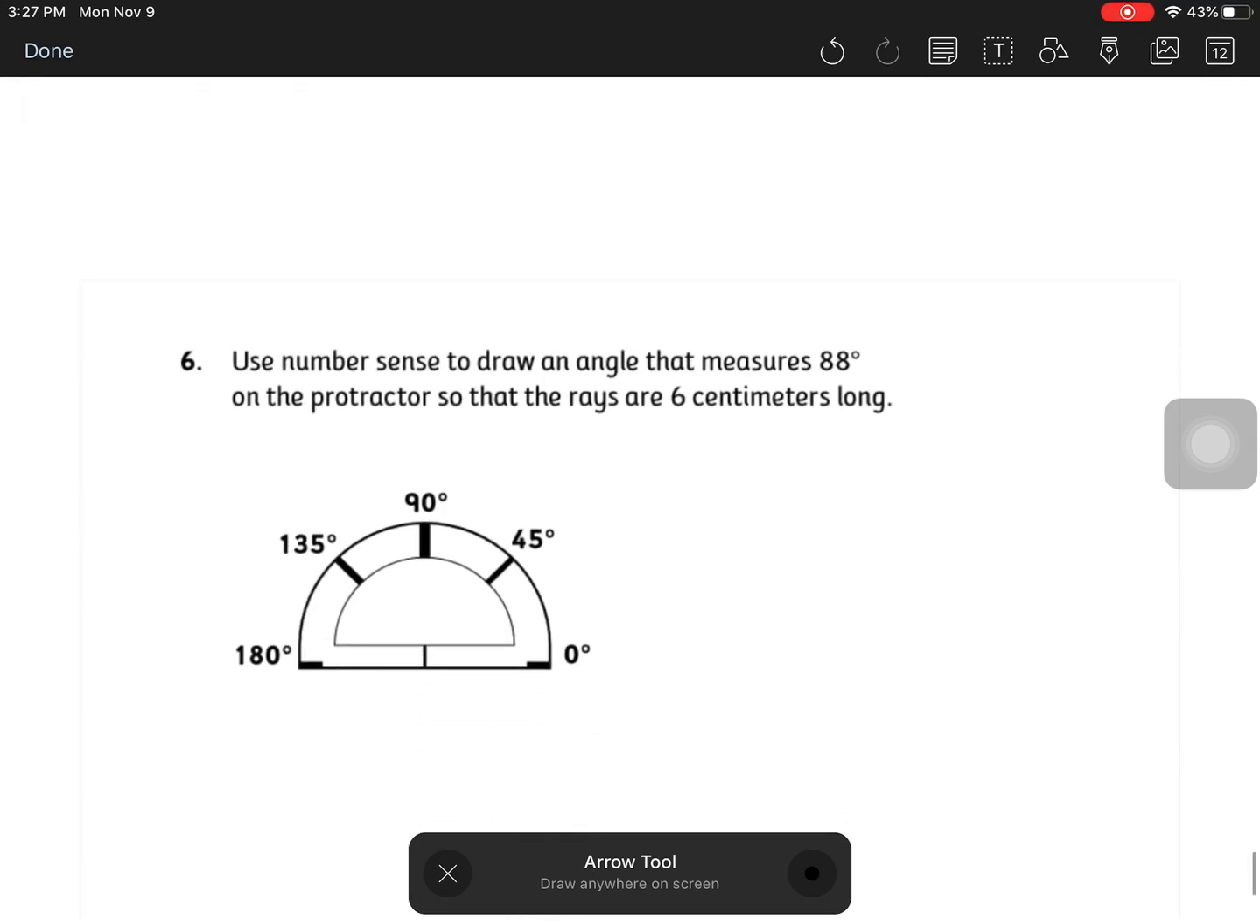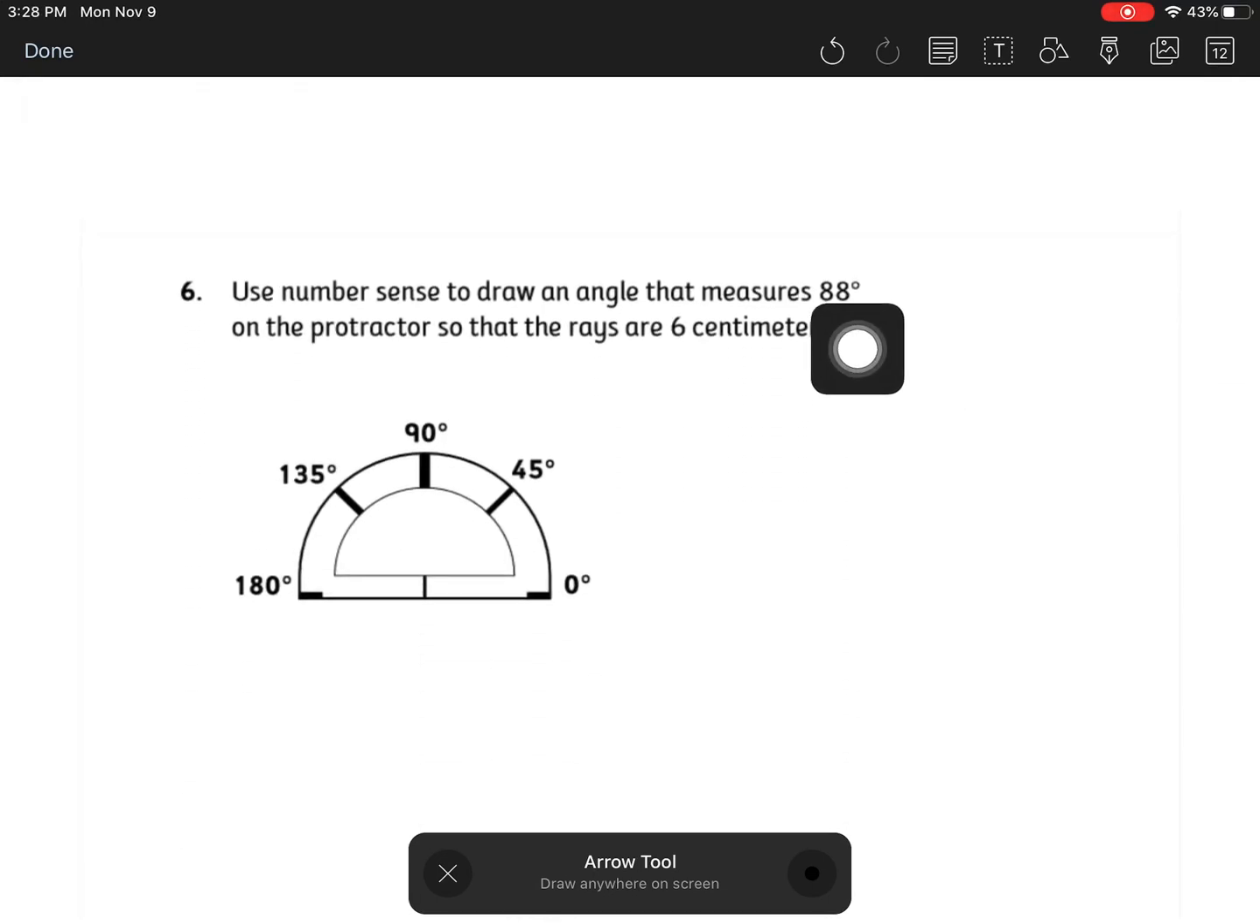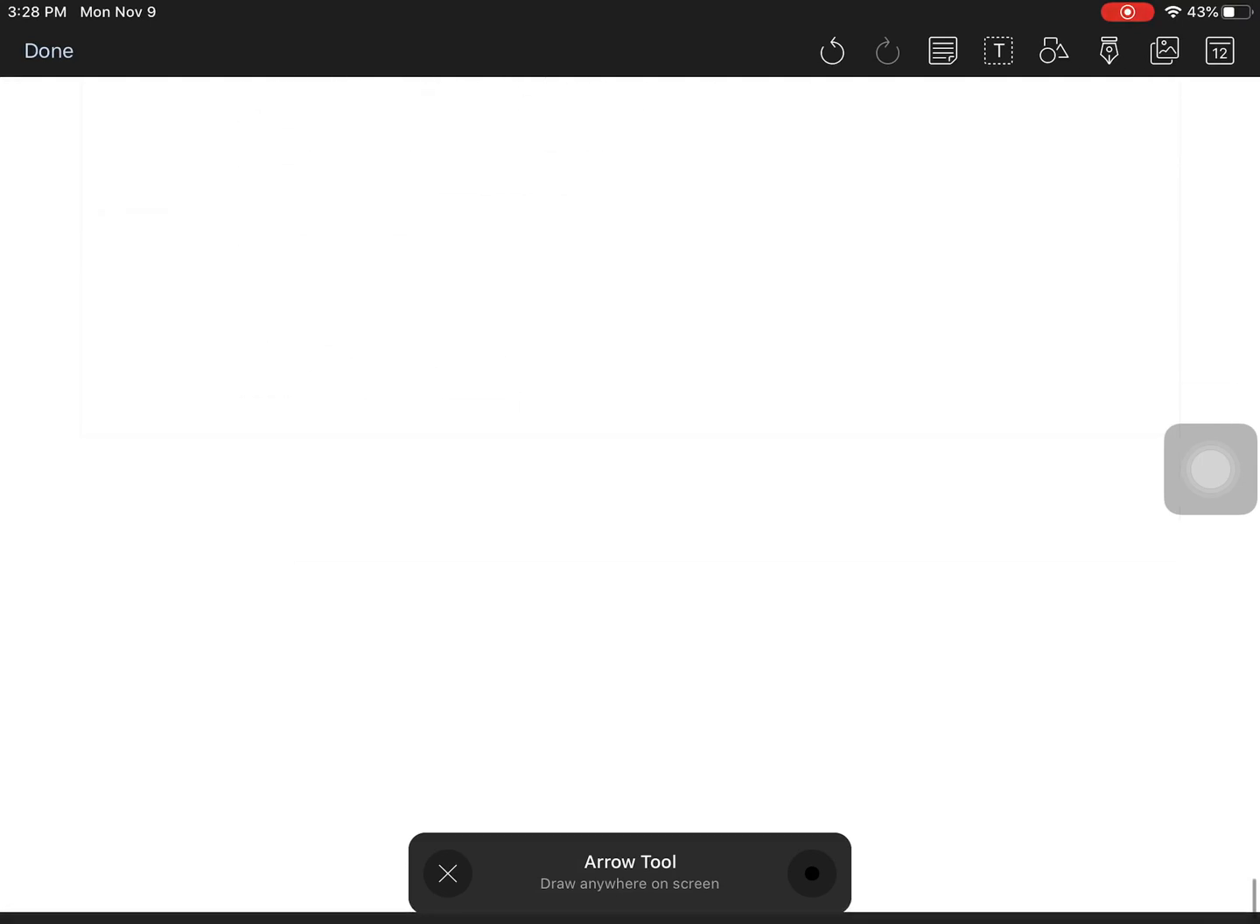Okay. And the last one we're going to go 88. Okay, so 90's here, which would be just a little less than 90. So we start again with our first ray going out this direction to 0. And 88 is going to be almost straight up to 90, but just a little less than that, so something like that. Okay, and that's all of them.